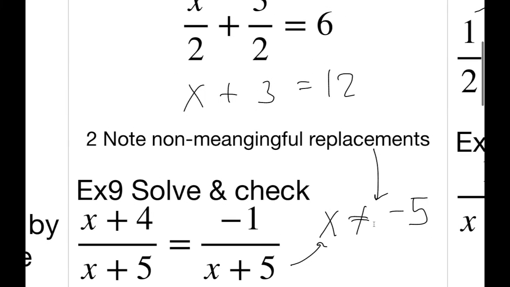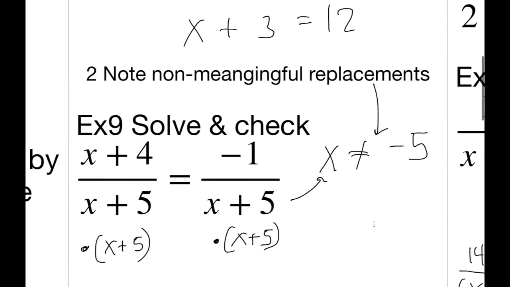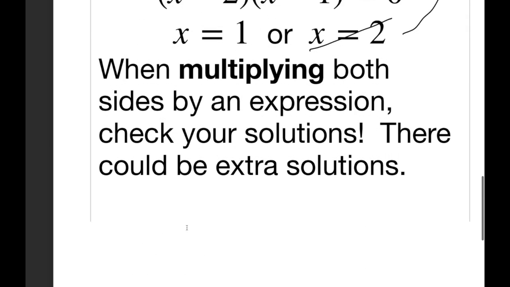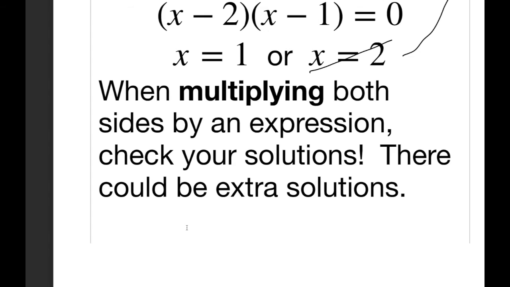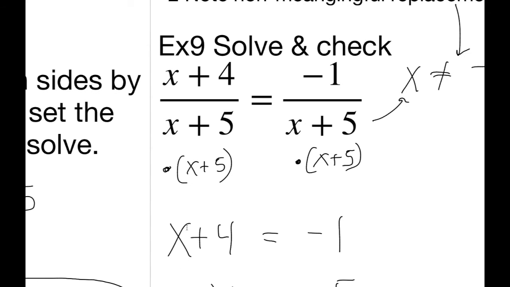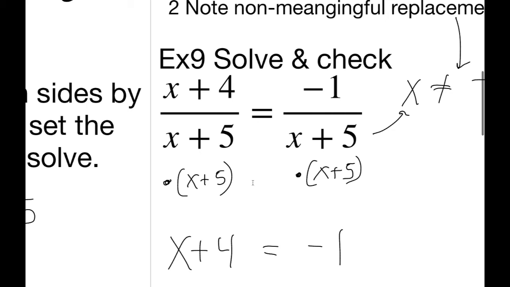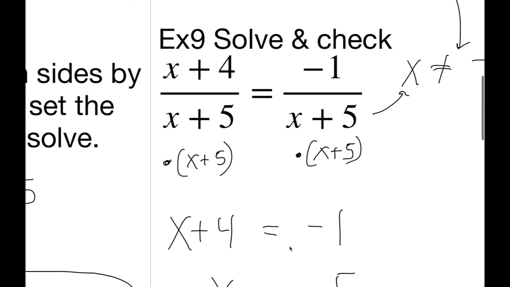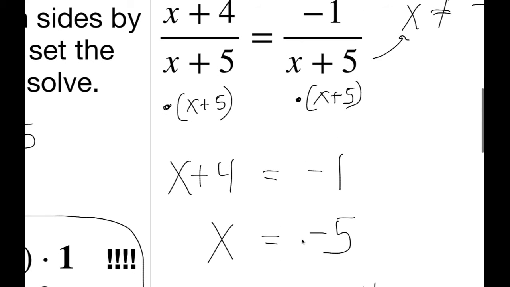Let's clear the fraction. Let's take the first strategy. So I'm going to multiply both sides by x plus 5. But wait a minute. When multiplying both sides by an expression, you have to check your solutions, because there could be extras. So I'm going to multiply both sides by x minus 5, and it clears the fraction. So we get x plus 4 equals -1, and therefore x equals -5.